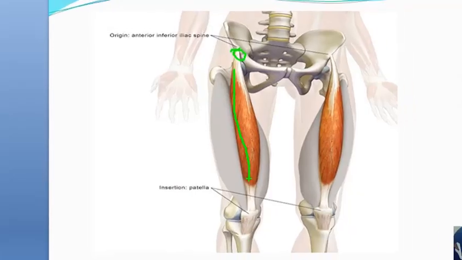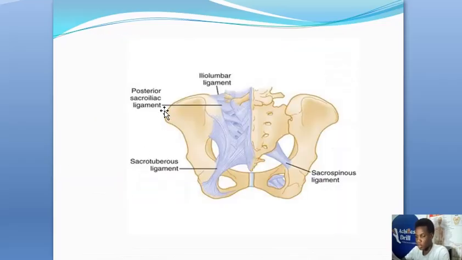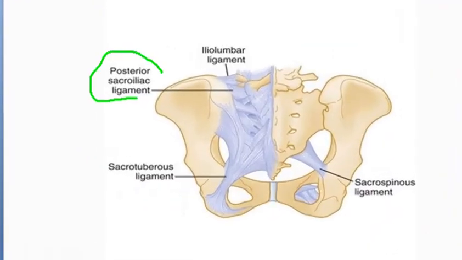Okay, so note that. And then when you talk about the posterior superior iliac spine together with the posterior inferior iliac spine, they are all for attachment of ligaments. These two right here, they are for attachment of ligaments. I have a picture of those. Specifically the posterior sacroiliac ligaments joining the sacrum to the ilium. They are right here, the posterior sacroiliac ligaments. So they attach to the posterior superior iliac spine as well as the posterior inferior iliac spine right there.